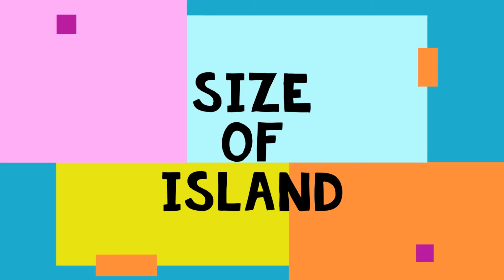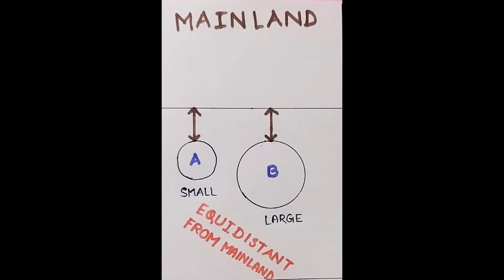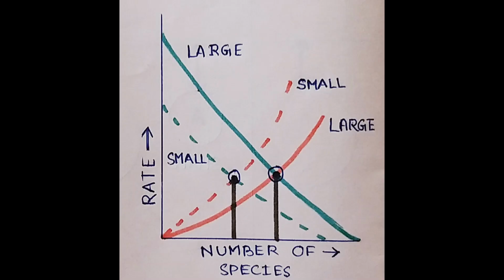We will now talk about how the size of an island affects island biogeography, or affects the population on that island. Island A is smaller in size in comparison to island B. Though the two islands are equidistant from the mainland, the larger island will have a larger carrying capacity and will be able to accommodate a larger number of species.